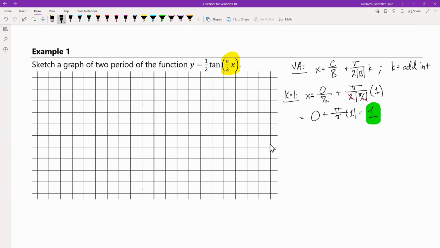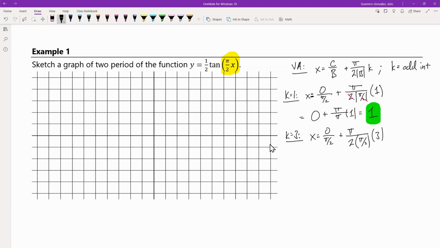We are done with k equal 1. That was our first odd integer. We're going to move on to the next odd integer, k equal 3. I'm going to do the exact same stuff. I'm going to change this tail right here. That 1 is now going to become a 3. So x is equal to 0 divided by pi over 2, still the same c and b from our equation, plus pi divided by 2 times pi over 2 times 3.